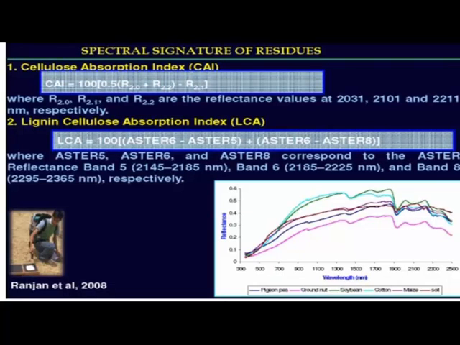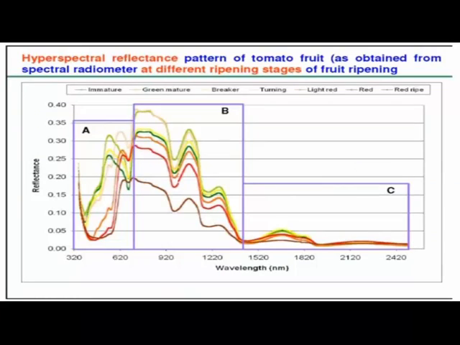Then looking at the tomato, how good is the tomato fruit, and what stage is the tomato plant. If you have a hyperspectral reflectance curve, from there you can guess what stage the plant is. And the purpose here is, you can see there are different stages of the tomato fruit: immature, green mature, breaker, turning, light red, red, and red ripe, which are the different stages of the tomato. And you can see the spectral pattern of the tomato fruit.